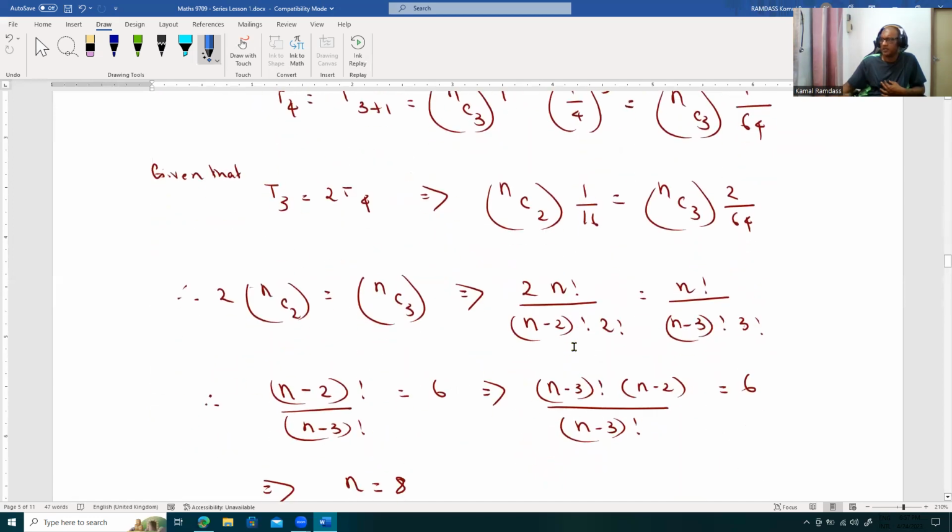Now 2/64 means 1/32, and 32 over 16 gives 2. So 2 nC2 = nC3. Let's expand this: 2 times n factorial divided by (n minus 2) factorial times 2 factorial equals n factorial divided by (n minus 3) factorial times 3 factorial.